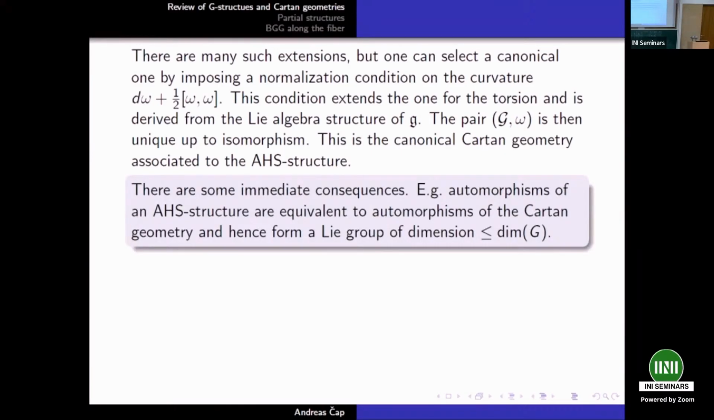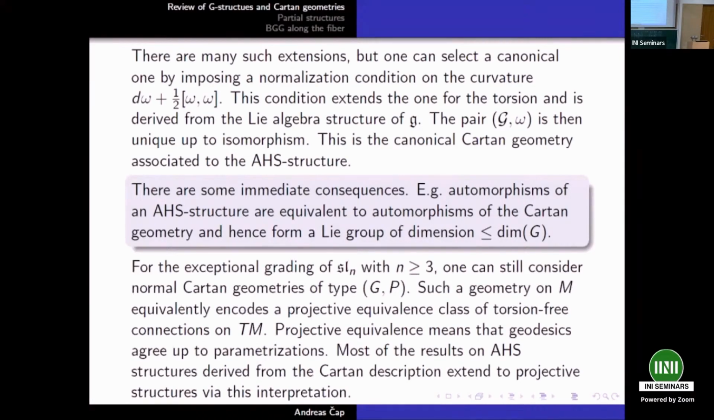Once you have this canonical Cartan geometry, there are immediate consequences. So for example, if you look at the automorphisms of an AHS structure, they are equivalent to automorphisms of the associated Cartan geometry. And for the associated Cartan geometry, it's easy to use results on transformation groups to prove that these automorphisms form a Lie group, and the dimension of this Lie group is bounded by the dimension of the total space of the principal bundle, which equals the dimension of G. Yeah, and you also get results in a way that all invariants of the geometry can be derived from this Cartan curvature and things like that. So there are lots of general results that you can apply at this point.